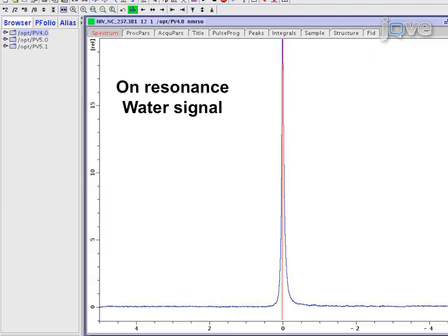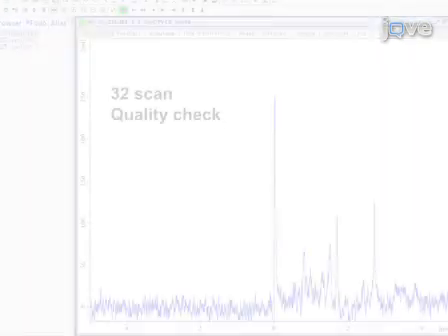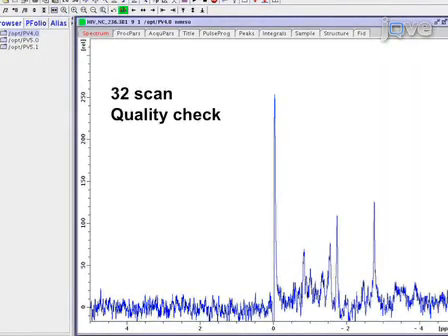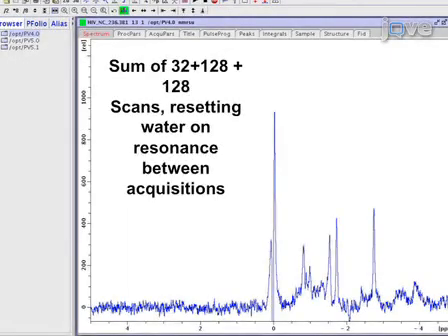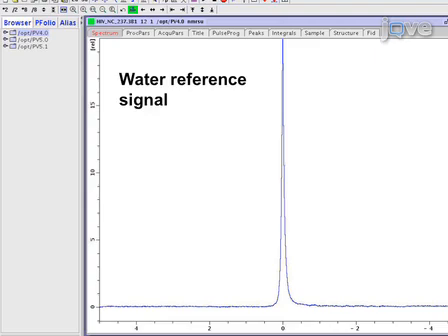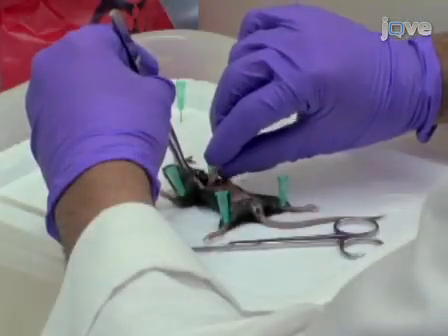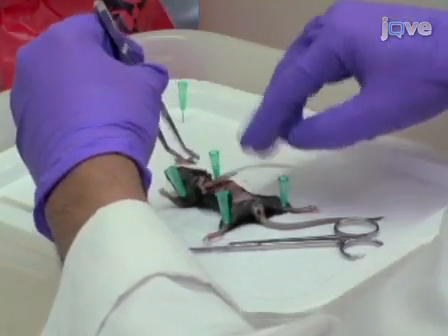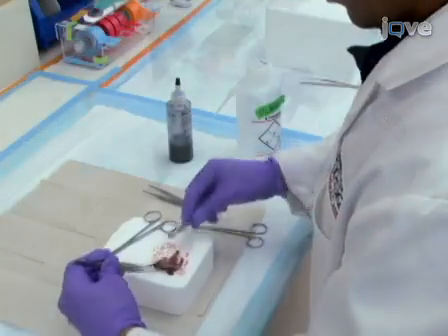If spectra are of insufficient quality, check system settings, including radio frequency power and shim settings. Finally, acquire the spectra in short blocks with resetting of the system frequency between acquisitions to eliminate effects of magnetic field drift. At the end of the acquisition, use a single pulse water spectrum at a predefined preamplifier gain as a quantitative signal amplitude reference.